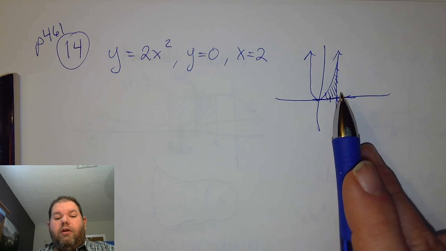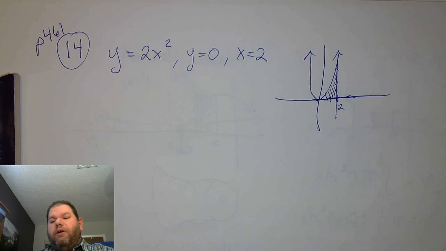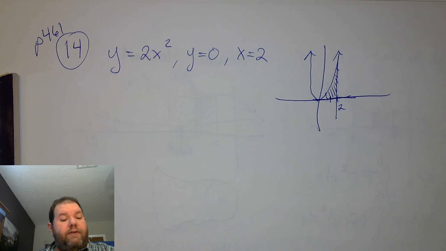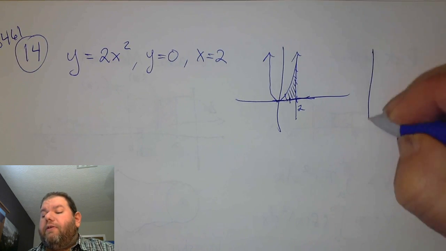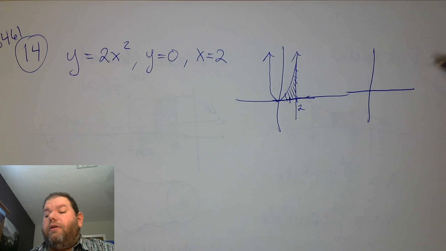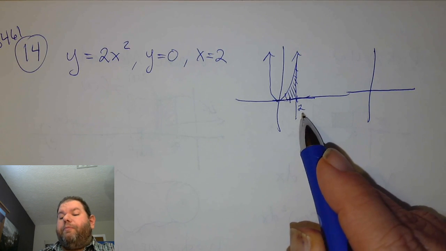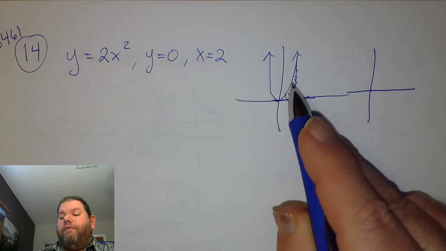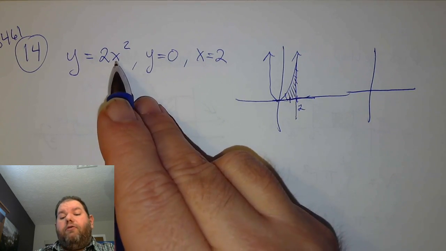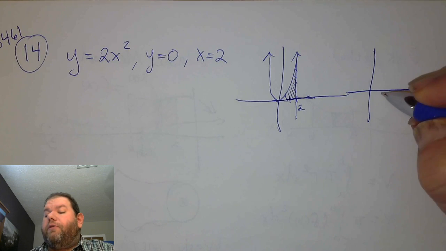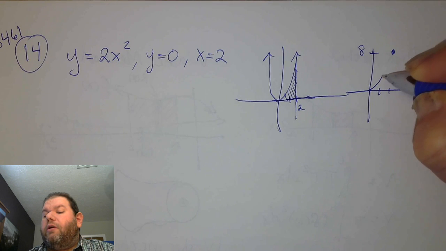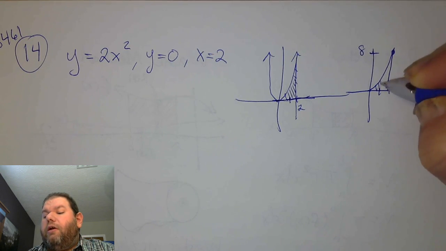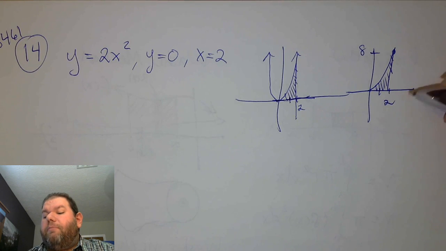This is the object or region that we will be revolving around the axis, or different axes that we are given in this question. Now, it's going to be relevant. Let's look at this in a little bit more detail. If we plug in x equals 2 to the parabolic curve, 2 squared is 4 times 2 is 8, so that means we're going to have a coordinate of (2, 8) right here. And that gives us a little bit better idea.